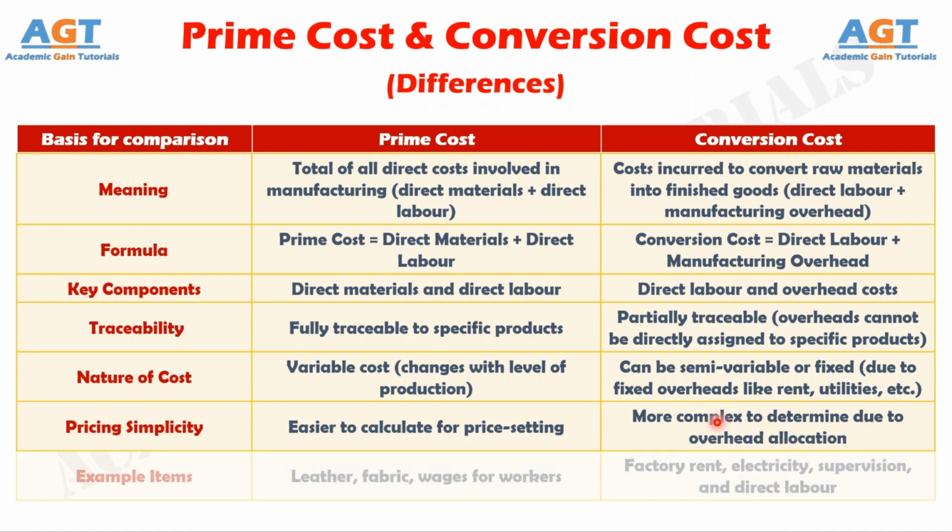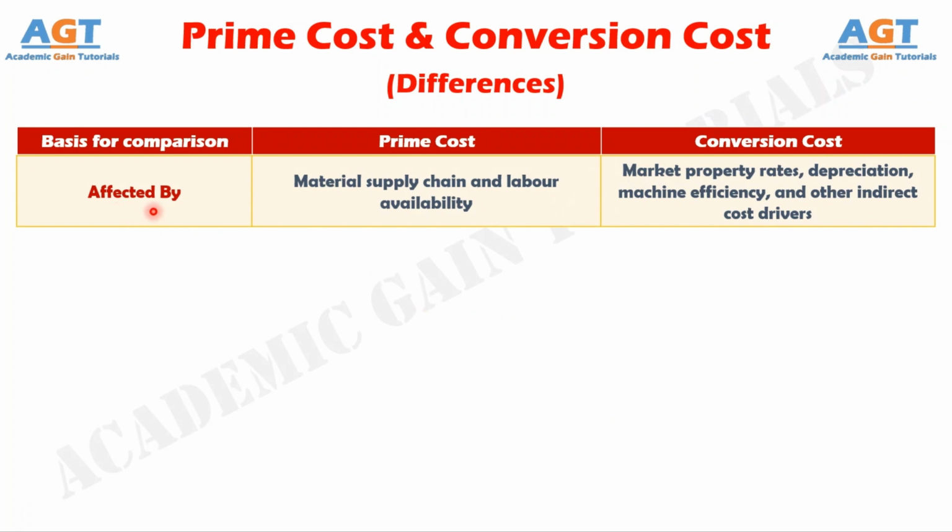Number 7. An example of a prime cost is leather and stitching wages for a shoe, whereas an example of a conversion cost includes factory electricity and supervisor salary. Number 8. Prime cost is affected by material costs and labor efficiency, whereas conversion cost is affected by indirect factors like machinery wear, rent, and utility rates.